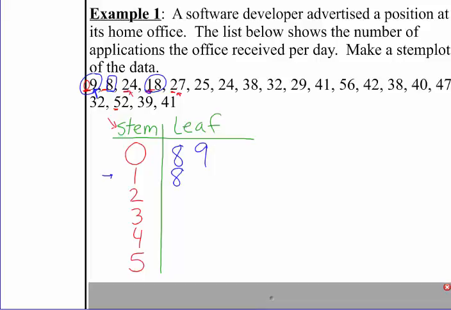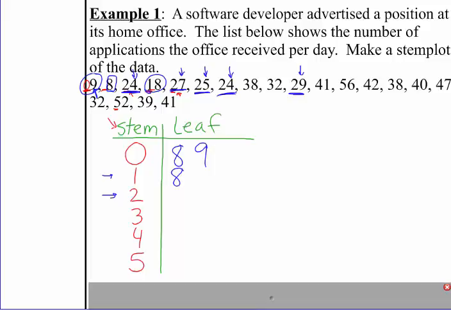Now we're going to look for the ones that start with a 2. So I have 24, 27, 25, 24, 29, quite a few that start with a 2. So those are all of them. Again, make sure that those last digits are written down in order.